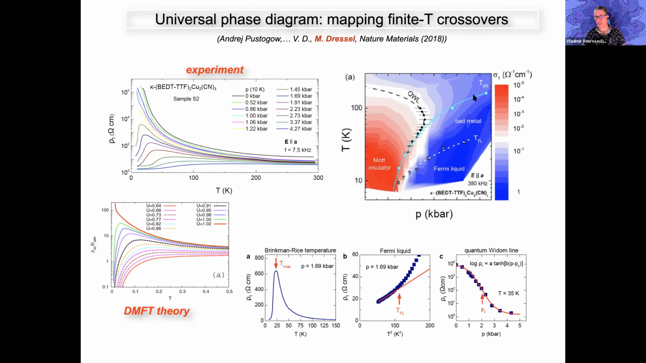So all these characteristic lines can be seen directly in experiments: the Fermi liquid line, the Brinkman-Rice line, the Widom line. But where's the coexistence region? It's not really seen here.